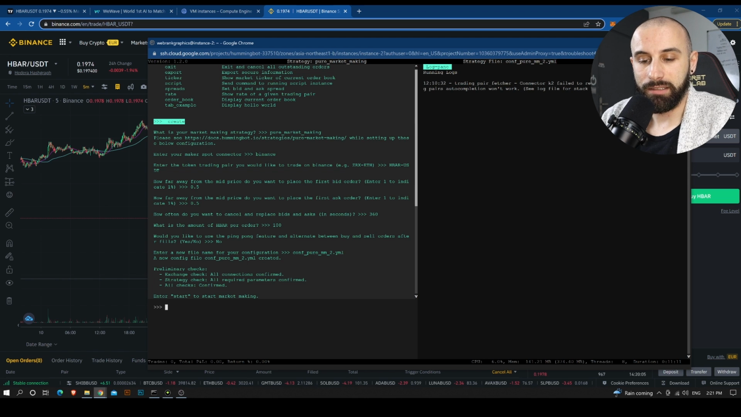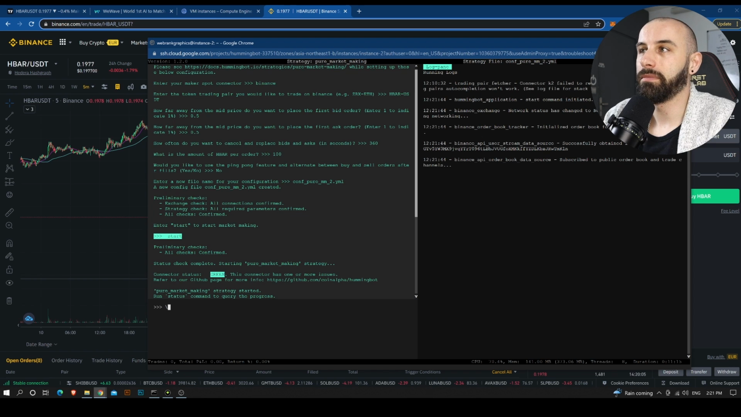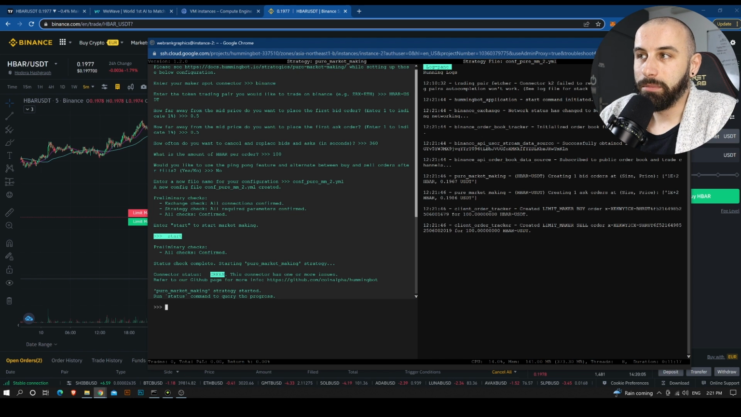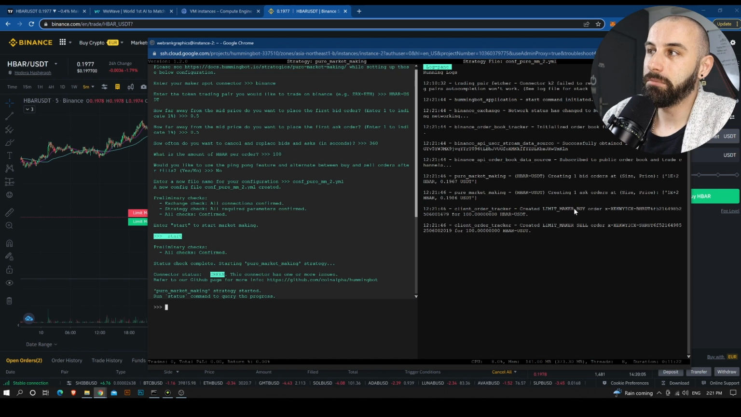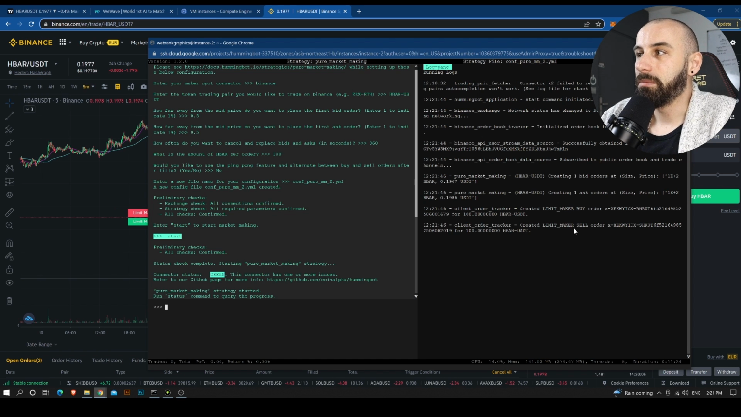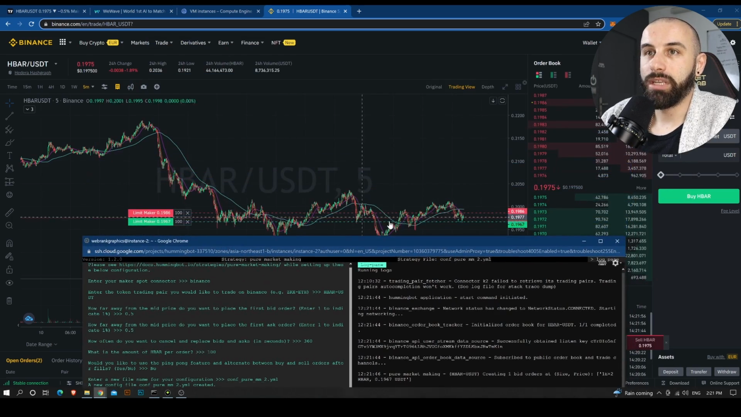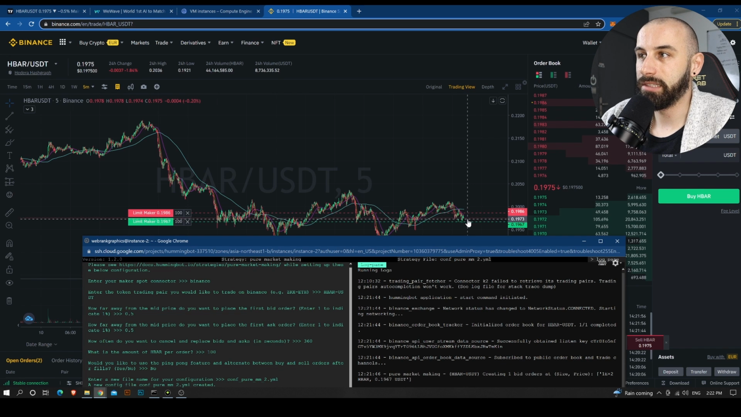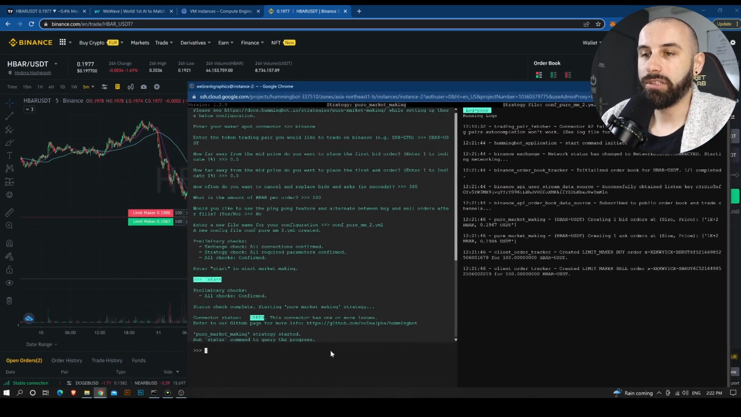So let's test it. I'm going to type start. And I see that the bot is working. It has created a limit maker buy, and it has created a limit maker sell. So we can check this on the chart, and we can see, yes, we have a price difference of 0.5% from the mid price. I have a sell right here, a buy right here, and a sell right here. So I'm going to stop it right now because I see that it works.